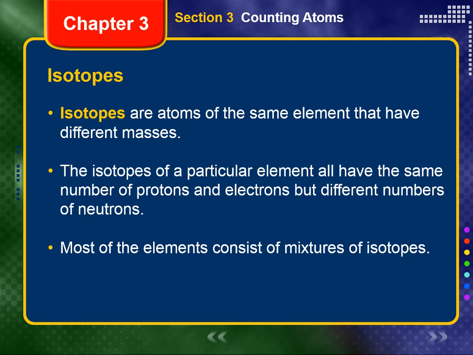Isotopes are atoms of the same element that have different masses. The isotopes of a particular element all have the same number of protons and electrons, but different numbers of neutrons. In all 3 isotopes of hydrogen, the positive charge of the single proton is balanced by the negative charge of the electron. Most of the elements consist of mixtures of isotopes. Tin, for example, has 10 stable isotopes, the most of any element.